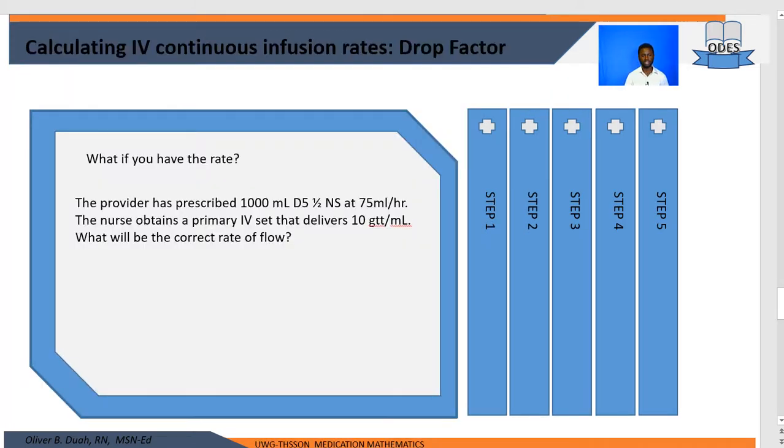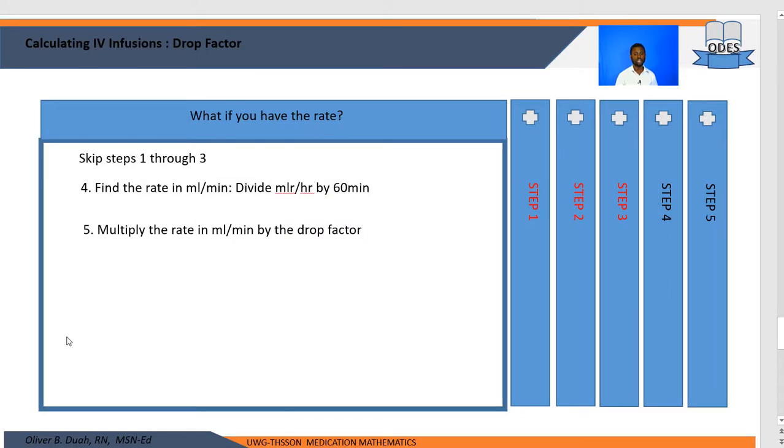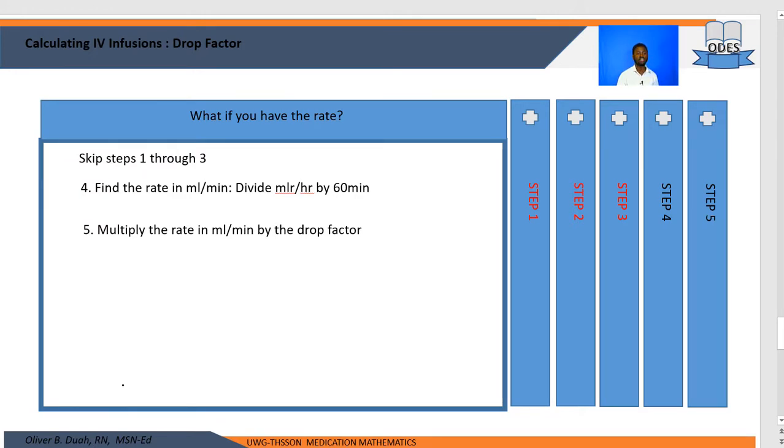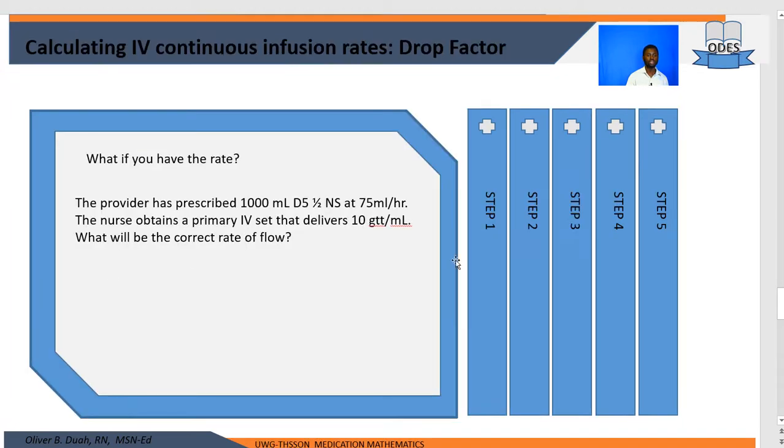Let's do another question. So what if you have the rate already? If you have the rate already, then you are just going to skip step 1 through 3. And if you want to use the ratio or formula method, then all you will need to do is, if you have the rate in ml per hour, divide by 60. So in our question, we have 1,000 ml of D5 half normal saline at 75 ml per hour. This is important to note. Is the rate in ml per hour or ml per minute? If it's ml per hour, we have to find the ml per minute. If it is ml per minute, then we just multiply it with the drop factor.